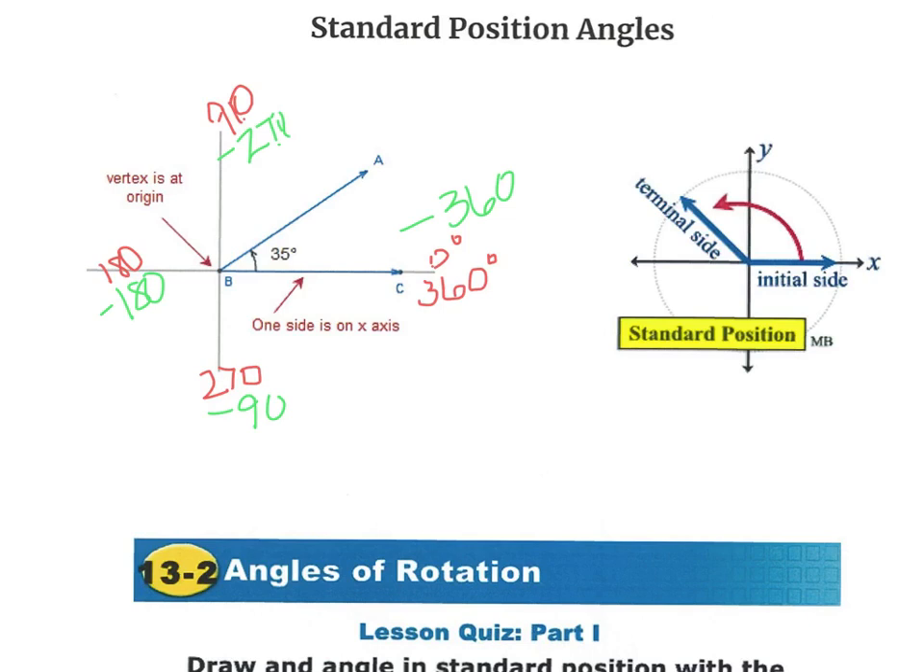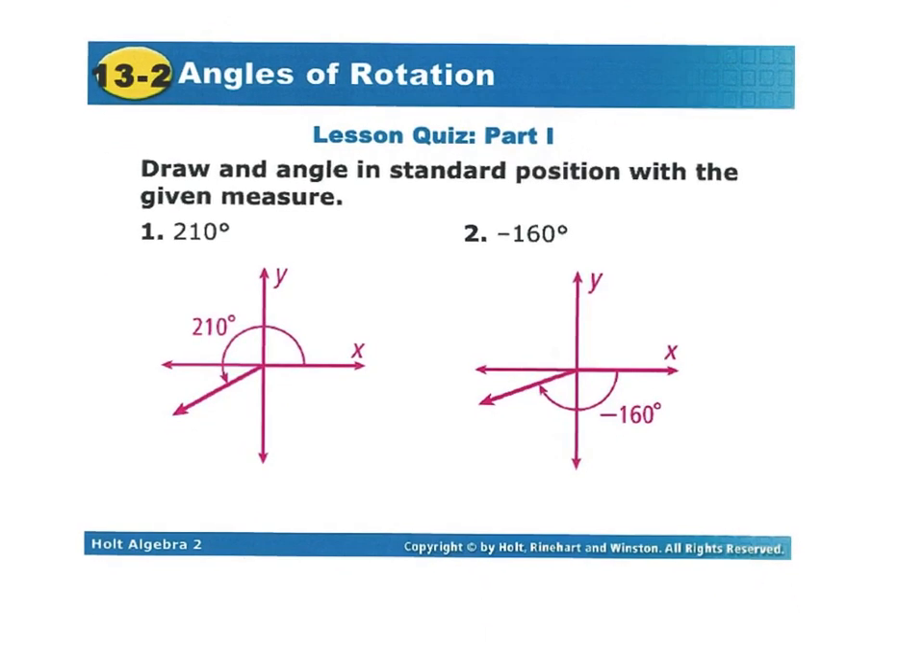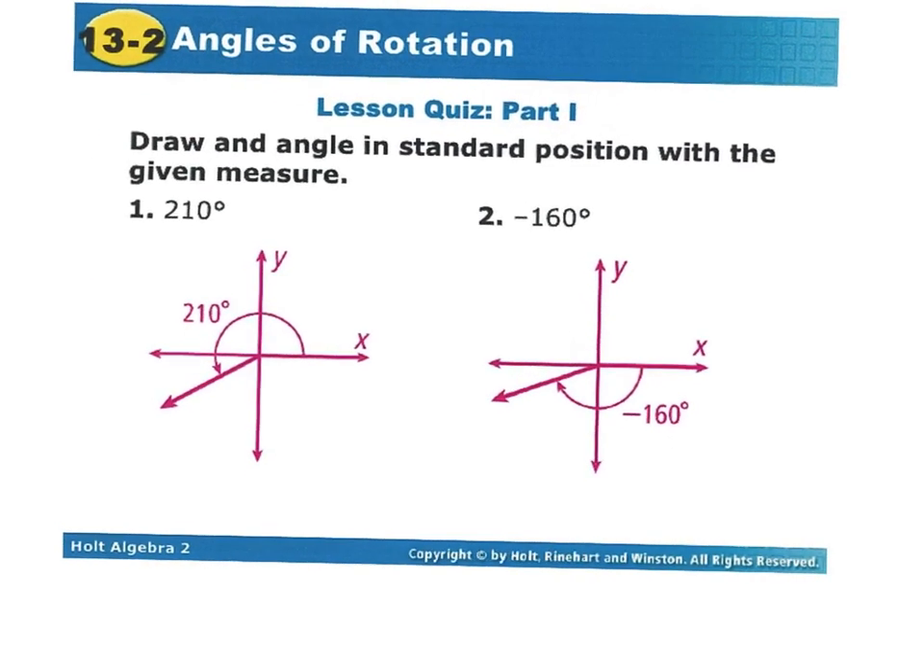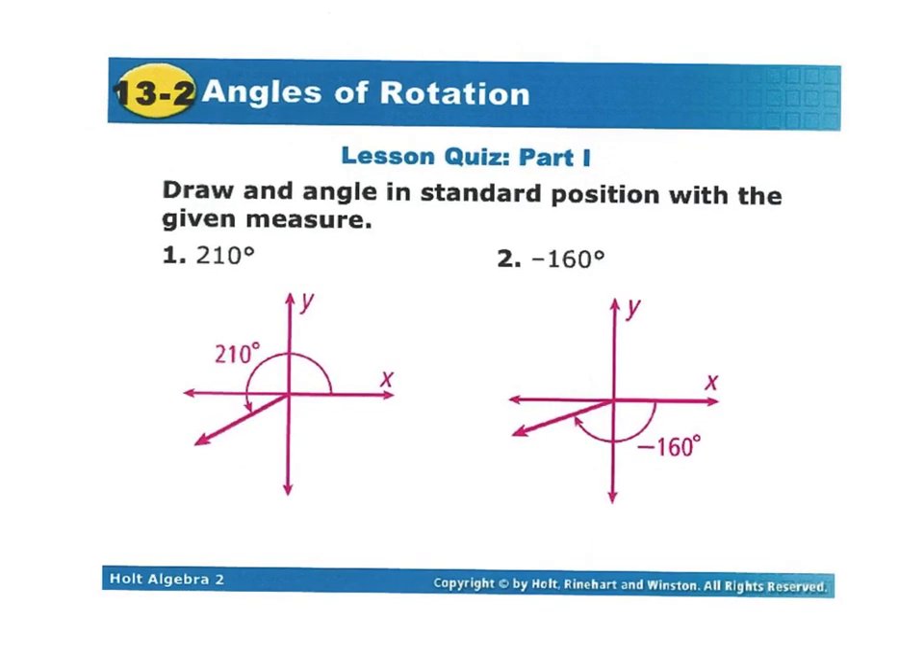And we have some definitions over here to help you out with the terminal ray, initial ray, and how the standard position looks. Now, a couple of examples down here. Draw an angle in standard position with these given measures. 210 degrees has an initial ray, always, on the positive end of the x-axis, and that would spin 90, 180, and then another 30 degrees, and so you'd land down here in quadrant 3.